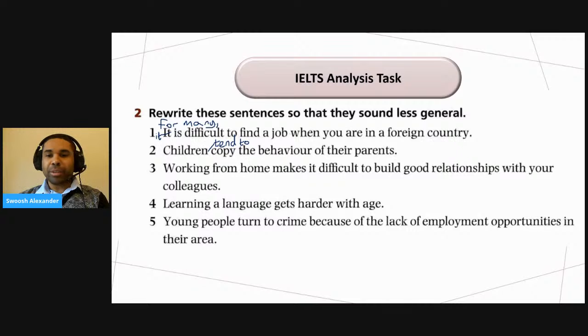Good. Okay, number 3. Let me know your suggestions for number 3. One possibility we can use here is we could use the modal verb "can." So "working from home can," and then obviously if we use "can," we use the infinitive form of the verb afterwards. So "working from home can make it difficult to build good relationships with your colleagues." So that's one way to make the sentence more precise. Do let me know in the chat box if you have any other suggestions.